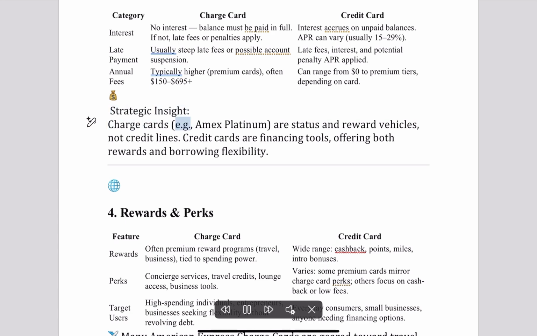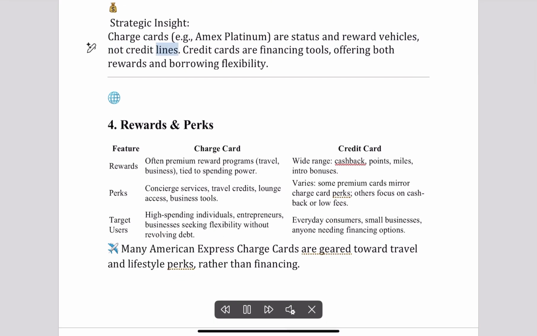Strategic insight. Charge cards, e.g. Amex Platinum, are status and reward vehicles, not credit lines. Credit cards are financing tools, offering both rewards and borrowing flexibility.